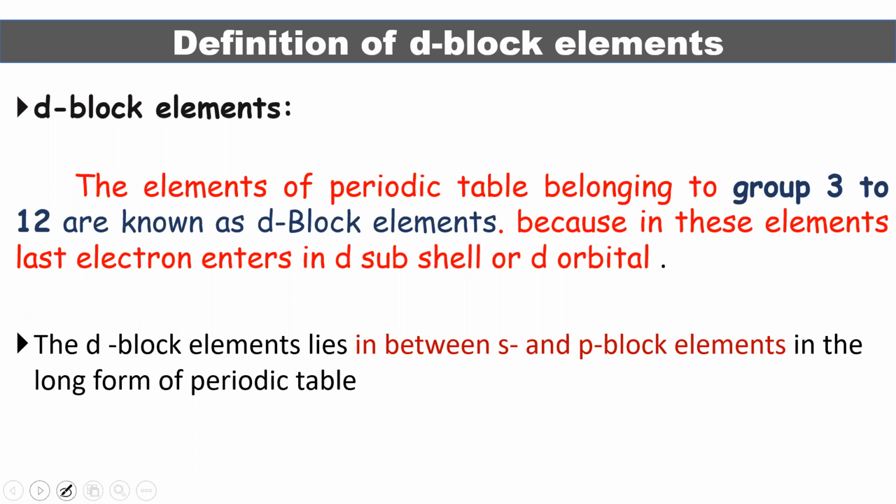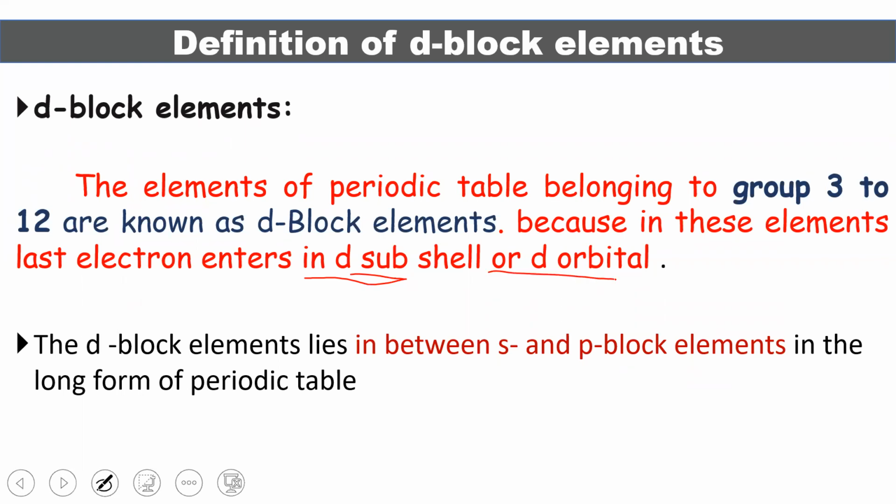D block elements. So what are D block elements? As you know the definition for the S block and P block, here it is the same. D block elements are the elements in which the last electron, that means the differentiating electron, enters into the d subshell or d orbitals. So those elements are known as D block elements.